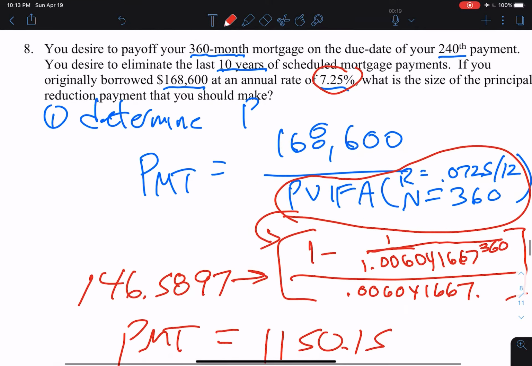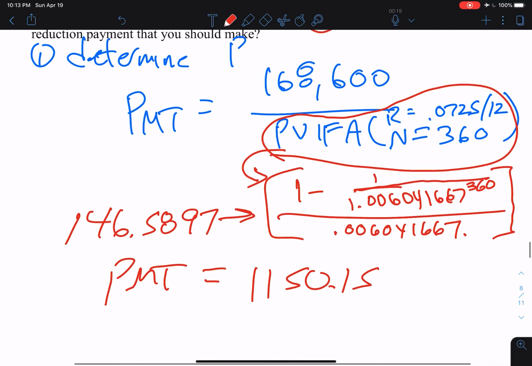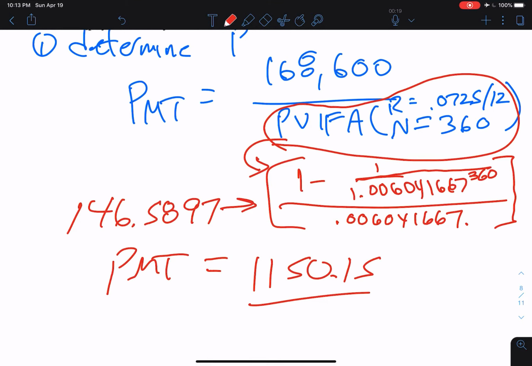Now we have to answer the question. At date 240, we're going to make our regular payment, and then at the same time we want to pay off our mortgage, which would be to pay off the last 10 years of payments all at once. But we don't just pay 10 years times 12 payments in a year, or 120 times this. That would be wrong, because money has time value. So let's see how we do it.